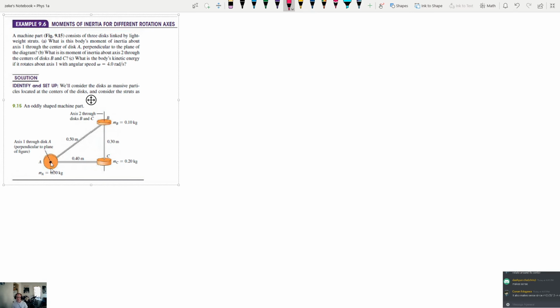So first we want to find the moment of inertia through this axis. And then it says, what is the moment of inertia about axis 2 through the centers of discs B and C? And then what is the body's kinetic energy if it rotates about axis 1 with angular speed omega? Okay, so let's rewrite our definition of what moment of inertia is.